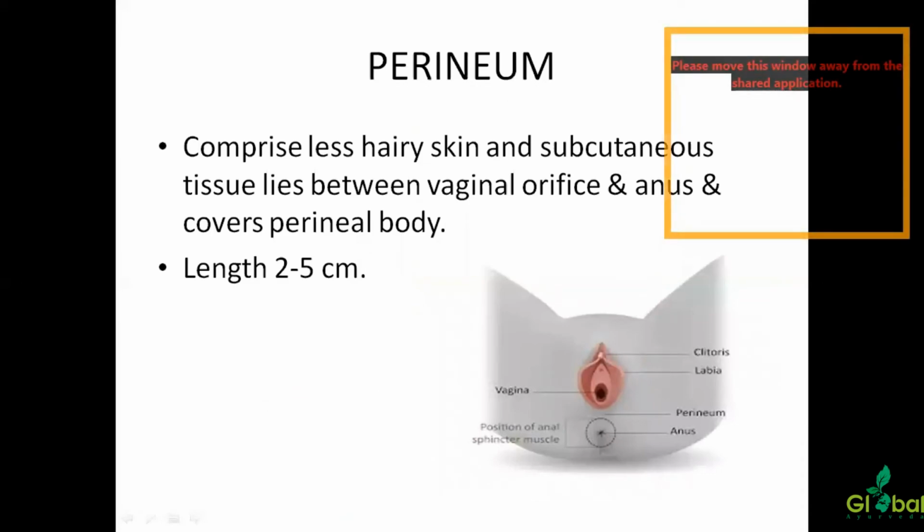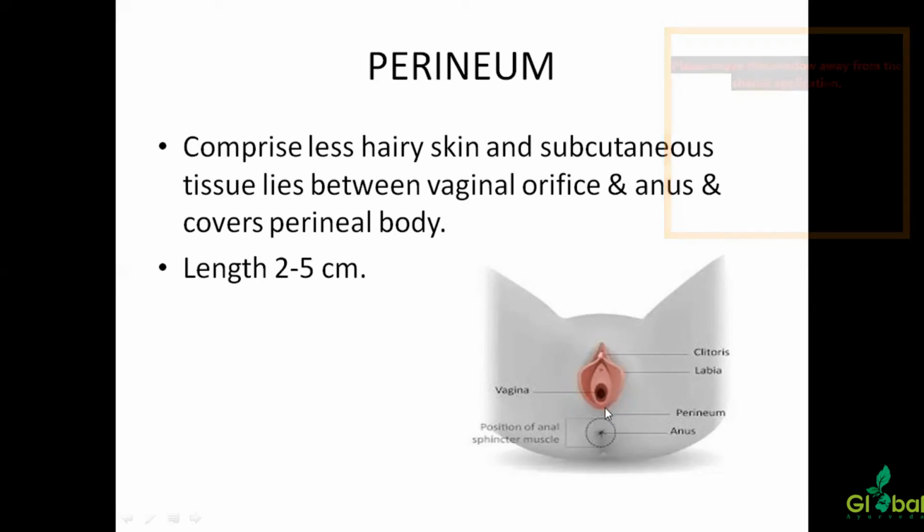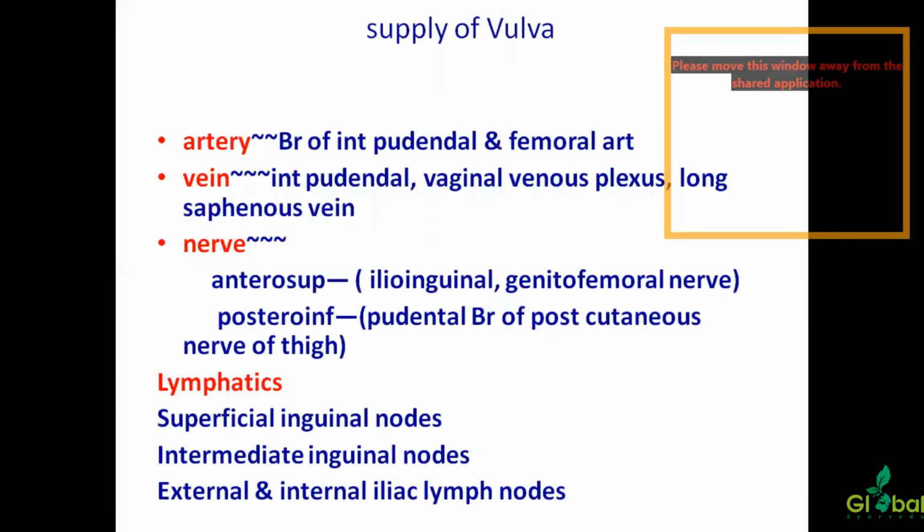Then perineum. The perineum is a less hairy skin area and subcutaneous tissue that lies between the vaginal orifice and the anus, and it covers the perineal body. The length is about 2 to 5 centimeter. In the figure we can see this region is the perineum, a less hairy region with subcutaneous tissue, which normally lies between the vaginal orifice and the anus and covers the perineal body. Normally the length is 2.5 to 5 centimeter.